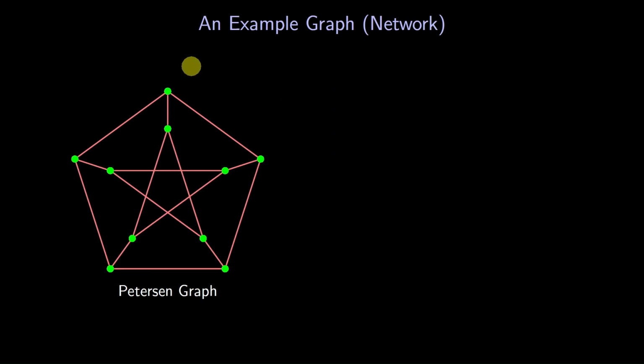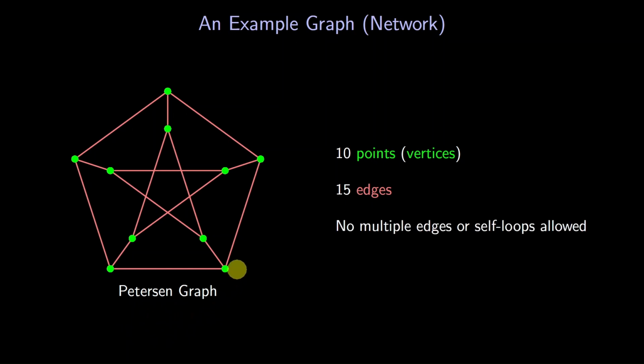In this example, the graph has 10 points, often called vertices. It has 15 edges, each joining 2 points. This particular graph, called the Petersen graph, is frequently used for examples and counterexamples in graph theory. In our graphs, you're not allowed to have multiple edges between the same 2 points, and you're not allowed to have a self loop, an edge joining a point to itself.